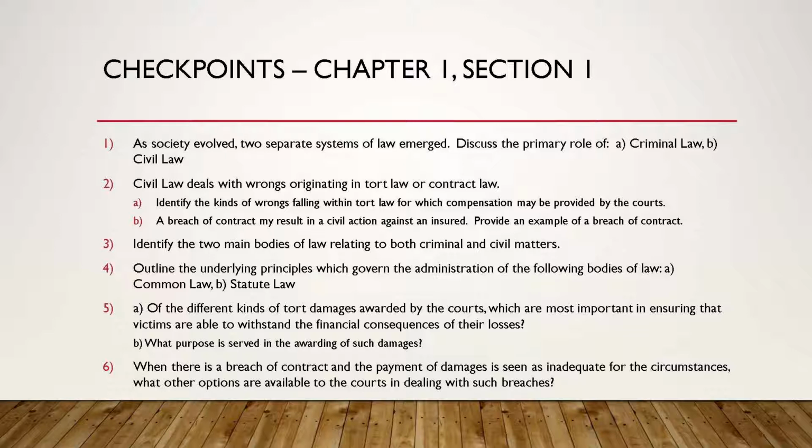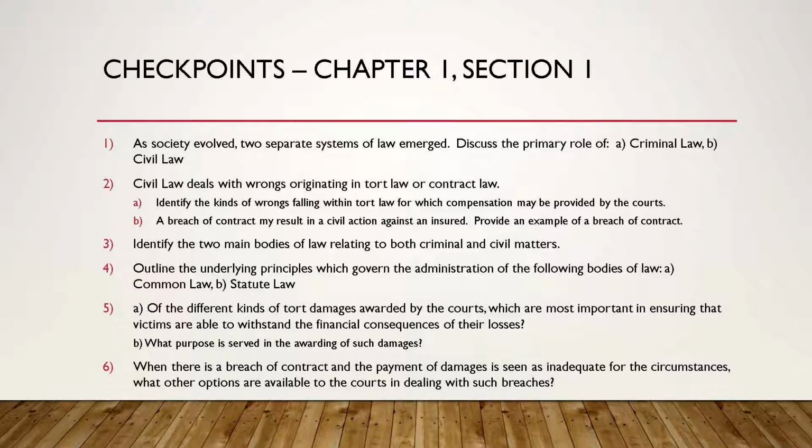Chapter 1, Section 1, the law, an introduction. The first question: as society evolved, two separate systems of law have emerged. Discuss the primary role of criminal law and civil law. Criminal law deals with crimes and punishing those responsible for crimes. Civil law is concerned with private rights and remedies. So it's not against society, it's the private rights and remedies, just dealing with personal disputes, business disputes, those types of things, versus criminal law, which deals with criminal wrongs against society.